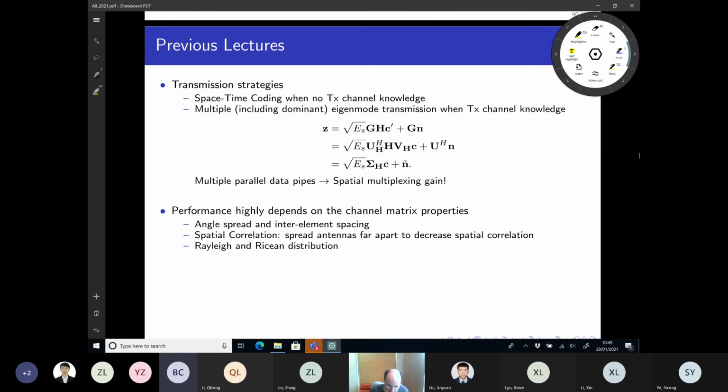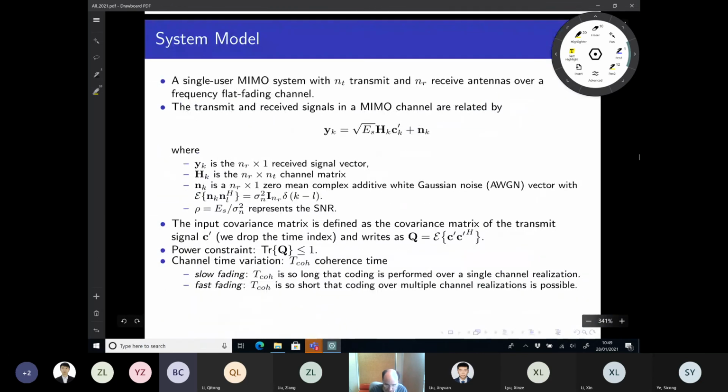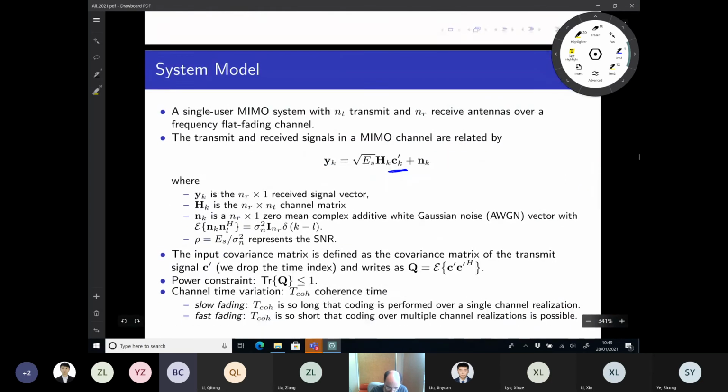This is just a reminder of what we saw already. This is the system model we're going to play with. I have C_k prime, which can refer to different things. I have this prime here to highlight that this could be some form of pre-coded vector, or pre-coded information. What we had earlier on, C_k prime, for instance, could be something like V^H multiplied by C, when I do the multiple eigenmode transmission.